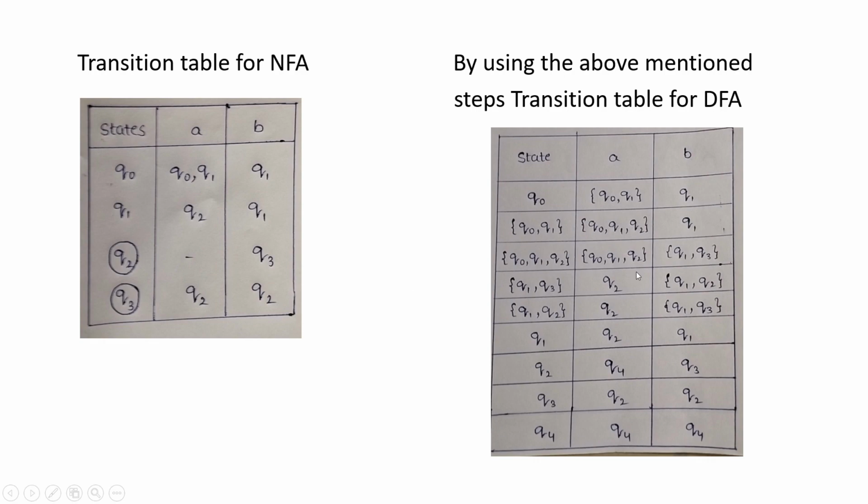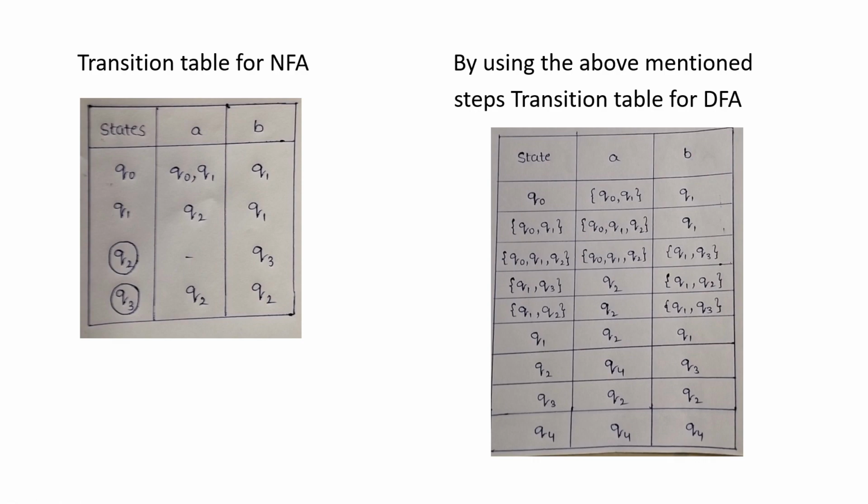Now I am describing Q1 and Q2. If I give input A to Q1 and Q2, that is the union of Q1 and Q2 when giving input A, that is Q2, what I mentioned here. Next, if I give input B to Q1 and Q2, the union of Q1 and Q2 is the union of Q1 and Q3, nothing but Q1, Q3. In the same way, I am calculating and describing all the states.